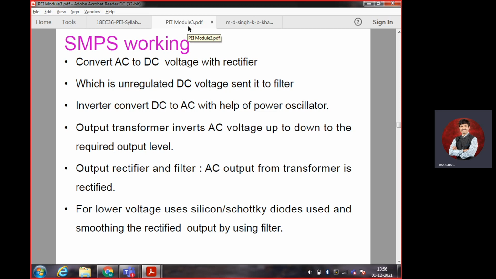So we convert into required DC voltage. For low voltage uses, silicon and Schottky diodes are used, since very low voltage is required. 230 volts AC is there, but 5 volts DC is required. To get that 5 volts DC, I will be using some silicon-related devices or Schottky devices.